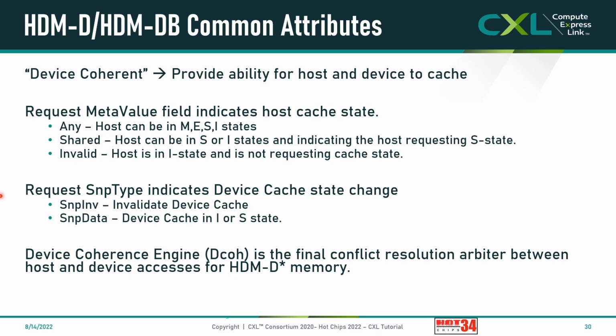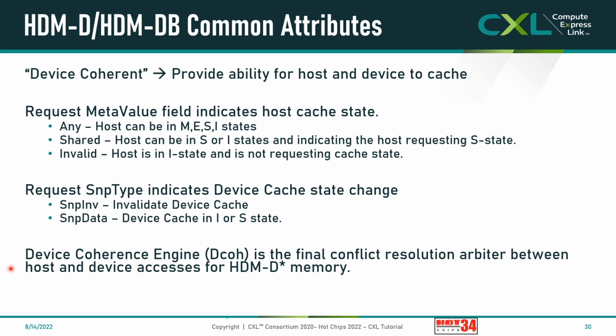Now we also include a snoop type field, which tells the device how to change its own internal cache state. So the host may request invalid state, but may also have a snoop type telling the device cache to invalidate its cache as well. So snoop invalid would say, hey, the device cache should be invalid at the end of this flow. Snoop data would say the device cache needs to be in shared or invalid state at the end of this flow. We'll show examples in the next few slides coming up.